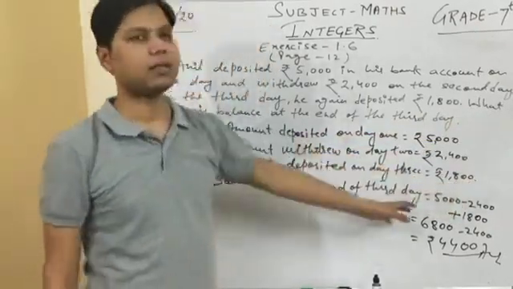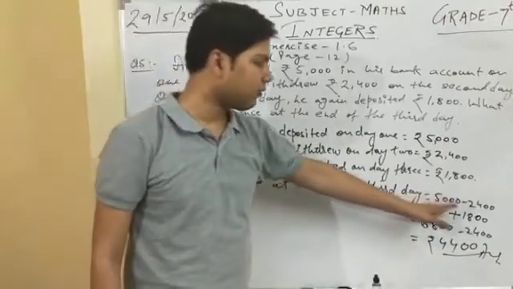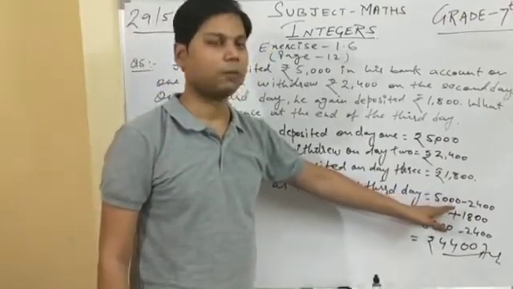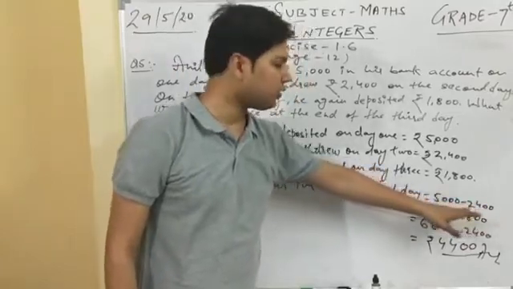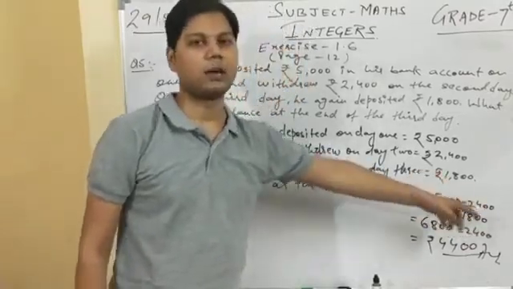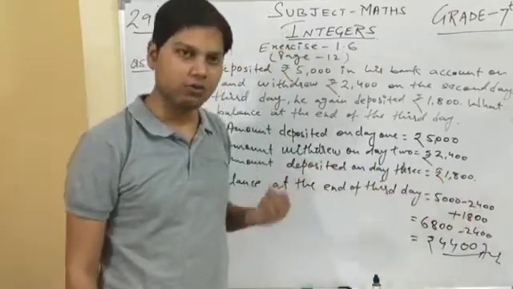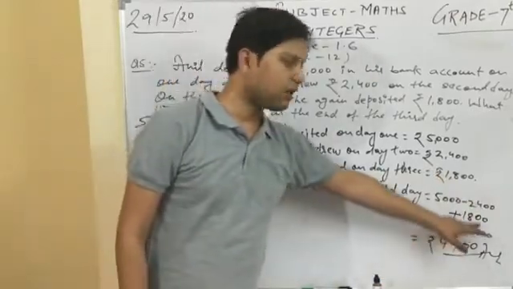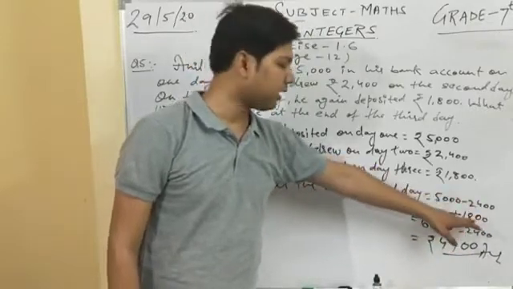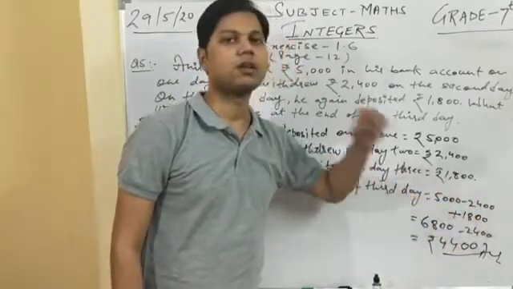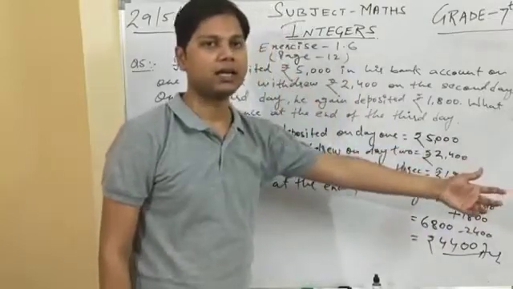So total balance at the end of the third day is 5,000 because it is the deposited amount. 2,400 should be negative because it is the amount which Anil withdrew from his bank account. Again 1,800 we have to add because it is the amount which he again deposited on day 3.